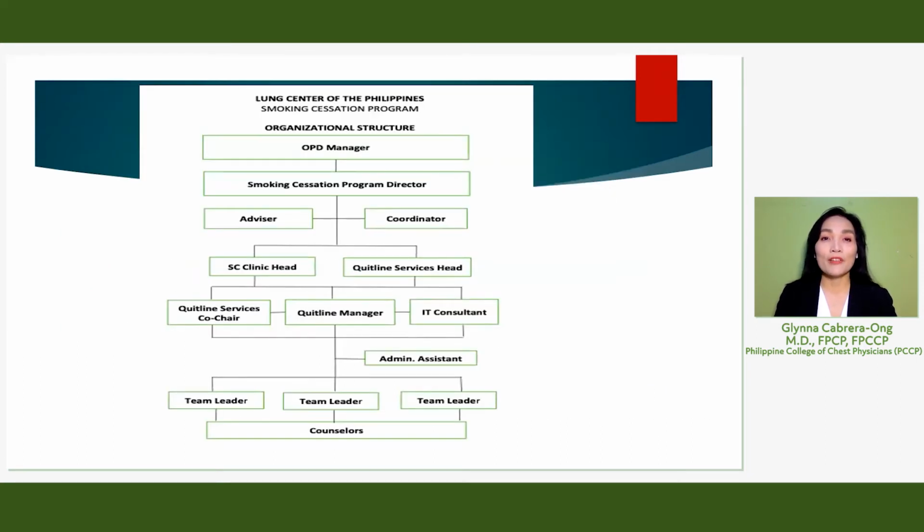So this is an example of the organizational structure at the Lung Center of the Philippines. The head of the program is the program director and reports to the outpatient manager. Under the program director is the following staff: the advisor, the coordinator. If you notice, it will divide into a smoking cessation clinic head and a quit line services head, because we have a face-to-face counseling clinic and a quit line service clinic. But under that, we also have the counselors, and these counselors can provide services to both the smoking cessation clinic via face-to-face and the quit line services.